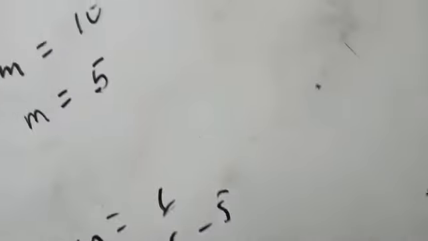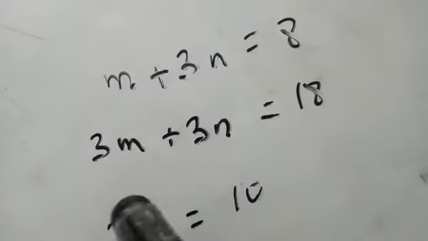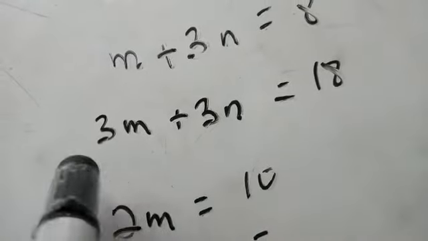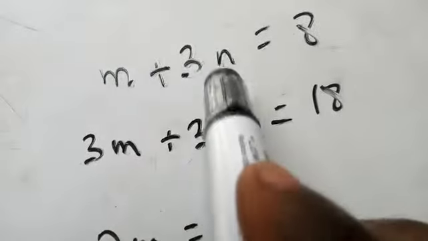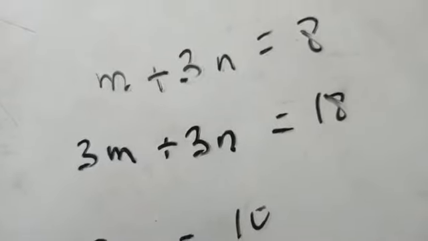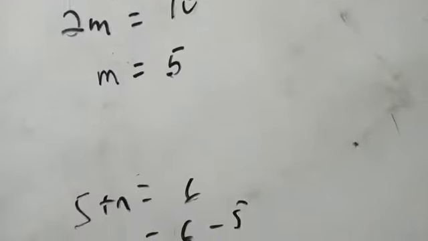This is just a quick one here. I decided to use elimination, so I multiplied the second equation by 3 in order to eliminate n. I'm not saying this is the only way. You can use substitution. Whichever one you are comfortable with, you may choose that one.